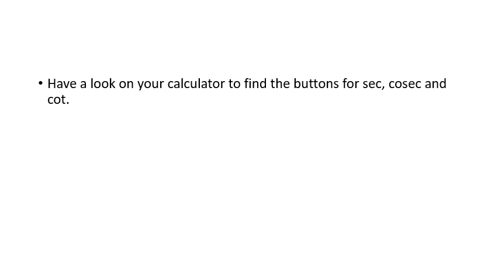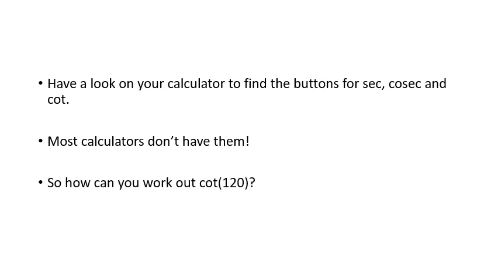Okay, so next thing then, we need to be able to work out sec, cosec and cot of different values. So have a look on your calculator to see if you can find the sec button, the cosec button or the cot button. I'm actually asking you a trick question here because most calculators don't have them. If you have the Class Whiz calculator, you'll find that there's no cosec, cot or sec button on the calculator. So if you wanted to work one out, we're going to have to think of a different way.